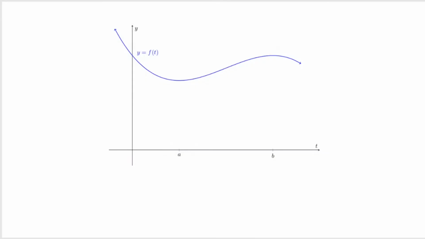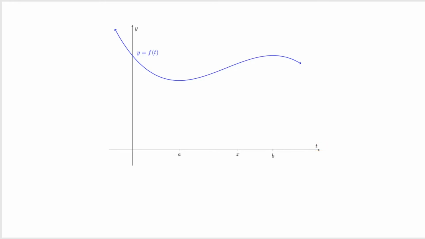Hey, today we have the fundamental theorem of calculus, which explains the relationship between indefinite integrals and definite integrals. Here I have a function f of a variable that I'm calling t, for reasons that will become apparent very soon. You see I've labeled this axis the t-axis.